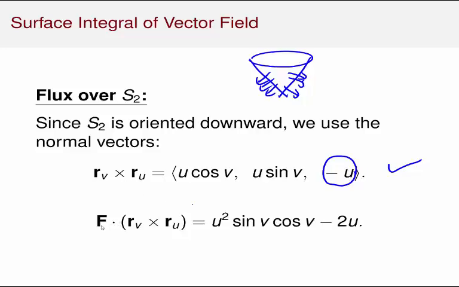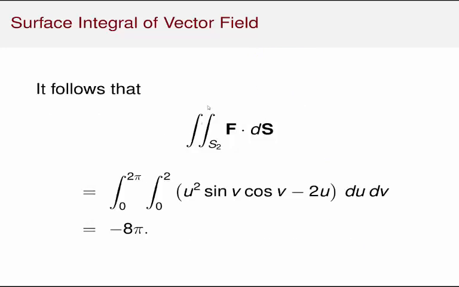Furthermore, the dot product of our vector field F and this normal vector turns out to be the following expression in terms of u and v. Again, I didn't show the calculations here. So finally, the surface integral across S2 can now be converted into the double integral over the parameter domain, where the integrand is the dot product of our vector field F and r_v cross r_u.